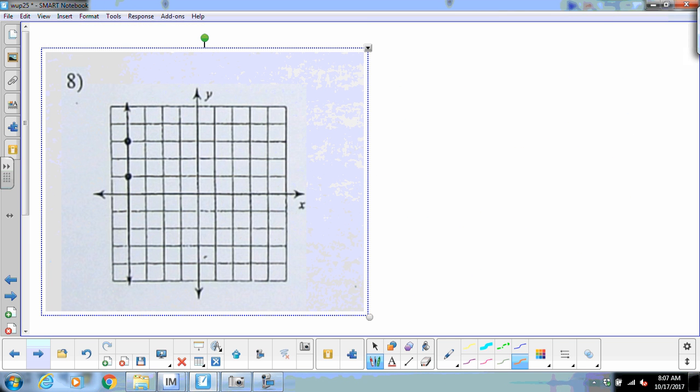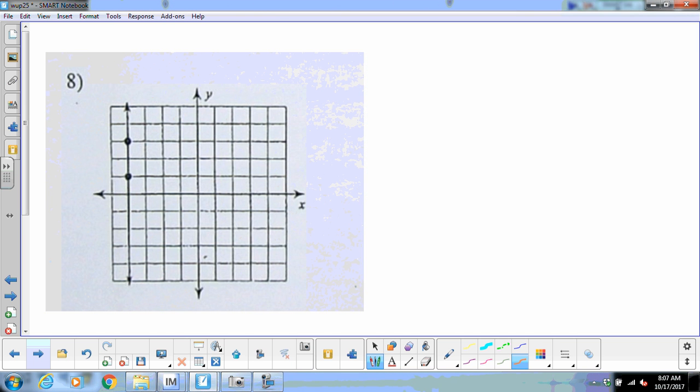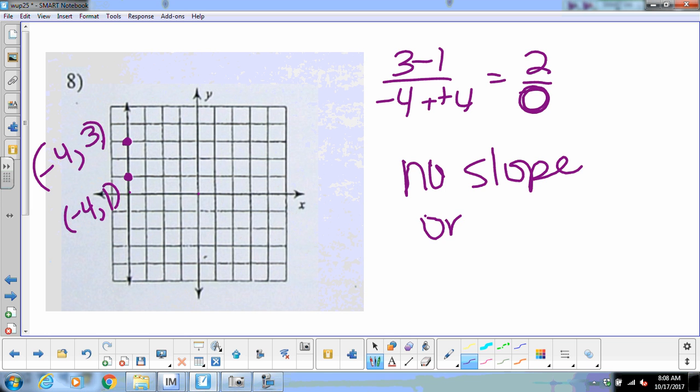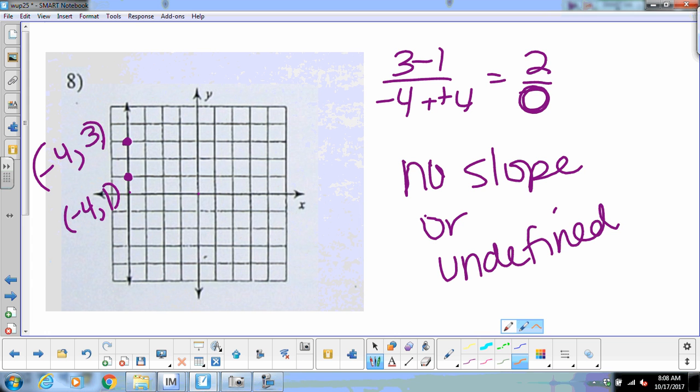All right, number 8 through 12 are just asking you to identify the slope on the graph. We can do it 2 ways. I'm going to start by doing the slope formula. So if this is 0, 0, that's going to be negative 4, 1, and negative 4, 3. So if I do the slope formula, that's going to be 3 minus 1 over negative 4 minus negative 4. Anytime that 0 is on the bottom, it's going to be no slope or undefined. Or remember I talked yesterday about how this is the start of the letter N for no slope.